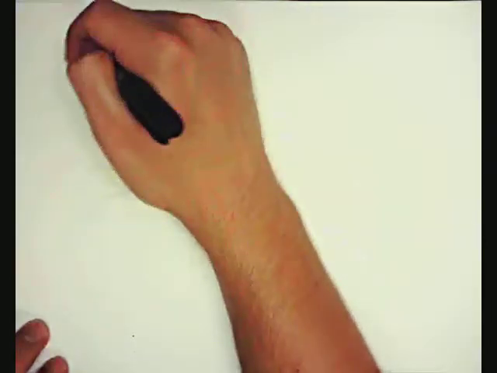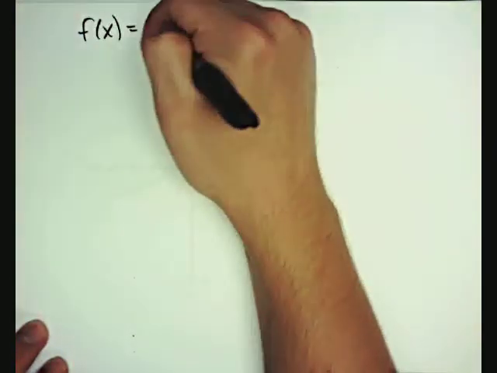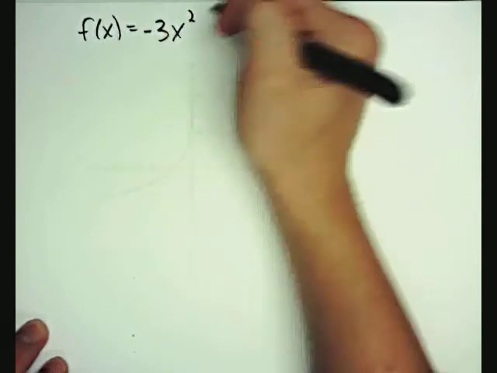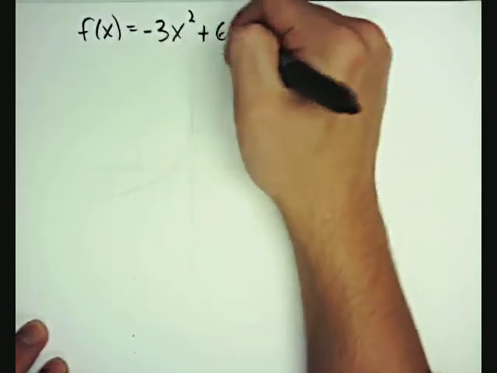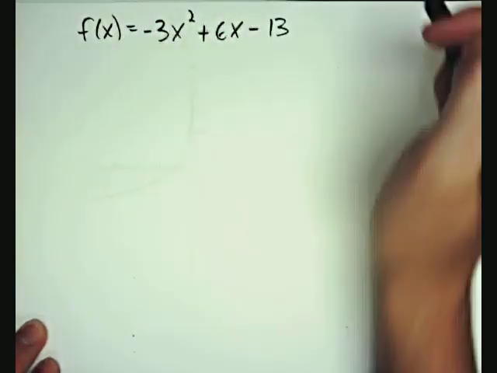Since the vertex is either the highest or lowest point on a parabola, the vertex represents the maximum or minimum of the function. Every quadratic function will have either a maximum or minimum, depending on which direction it opens. Example 4: consider the quadratic function f of x equals negative 3x squared plus 6x minus 13.